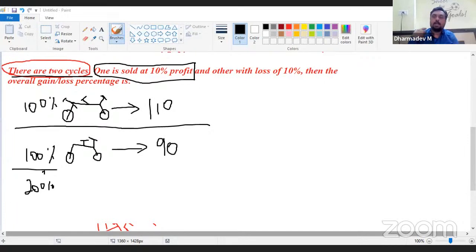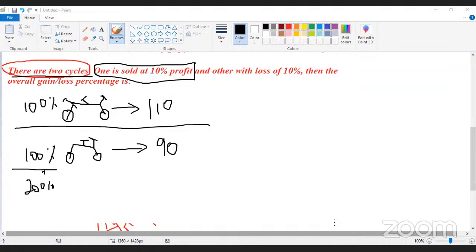Okay, so let's have that. I'm the seller. I'm selling one cycle to Rita and the other one I'm selling to David. Rita is getting it from me with 10% profit, so she is getting it for 110%. David is getting it from me at 10% loss, that means I'm selling it to him at 90%. So 90% means it's a 10% loss. Are you getting it?